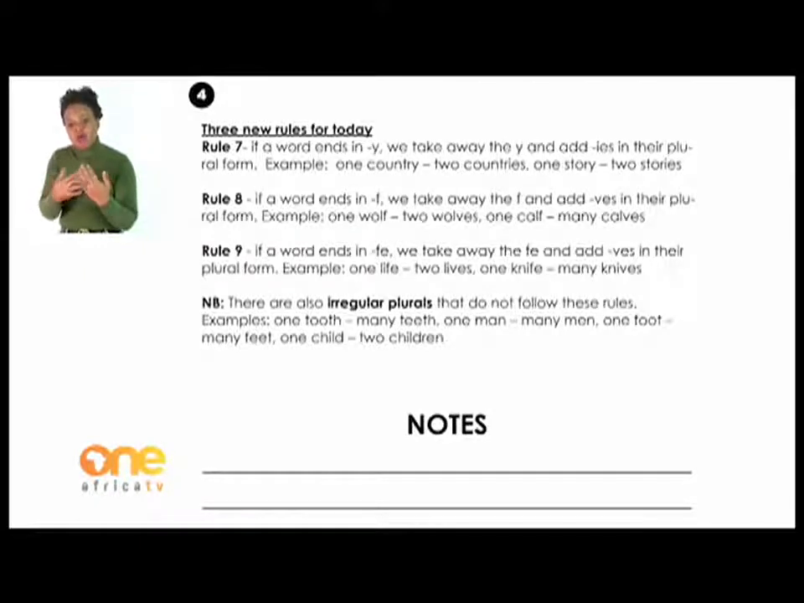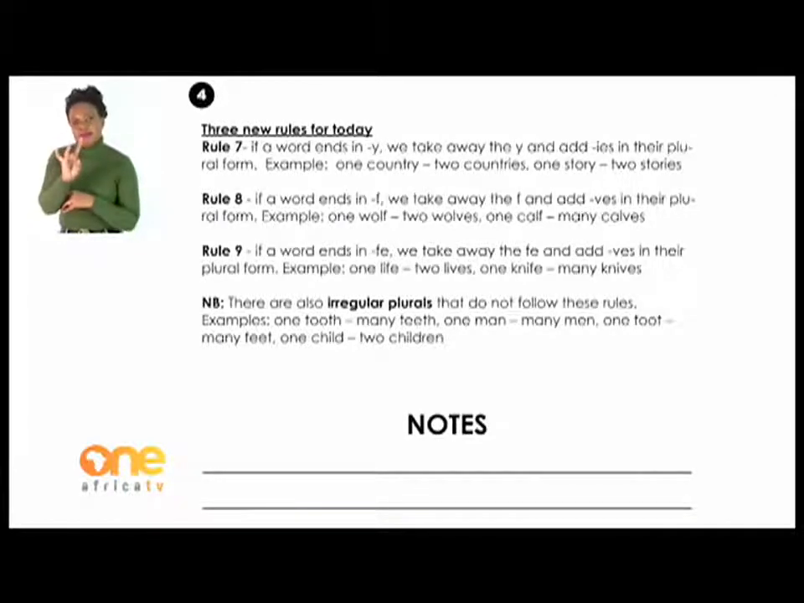For example, country. Country is a noun, and it's ending with a Y. When there are more than one countries, I remove the Y. I replace the Y with IES to become countries. Story, stories. That's rule number 7. Throw away the Y. Replace with IES. Let's go to rule number 8.